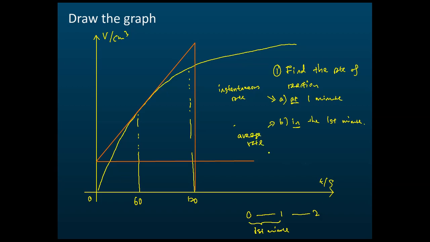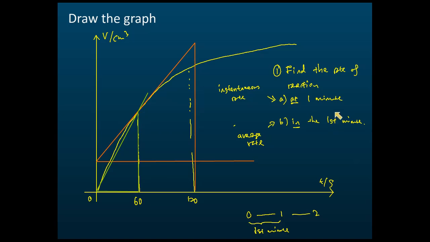For periods of time, the rate that you find is the average rate. So for average rates, we do not draw the tangents. What we do is draw a straight line from 0 to 60 seconds, and you find the gradient between these 2 points. First minute is from 0 to 60 seconds. You must draw a line.